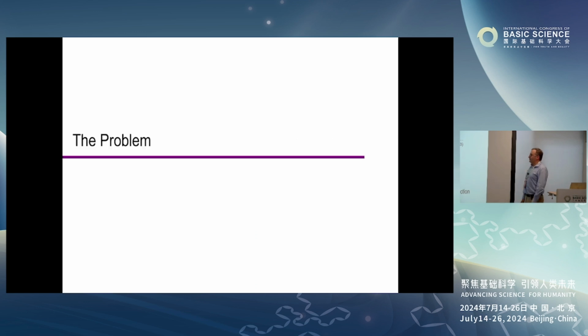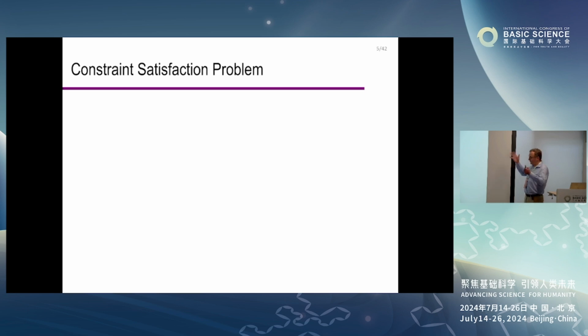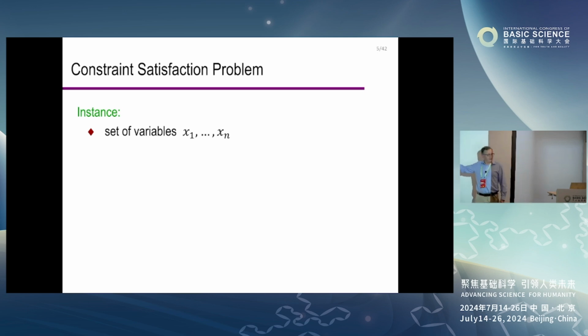Okay, so let's do it a little bit more formally. I'm going to introduce a formal definition of the CSP, the constraint satisfaction problem. And it goes like this. We are given a bunch of variables, as in those examples from before. We are also given constraints.